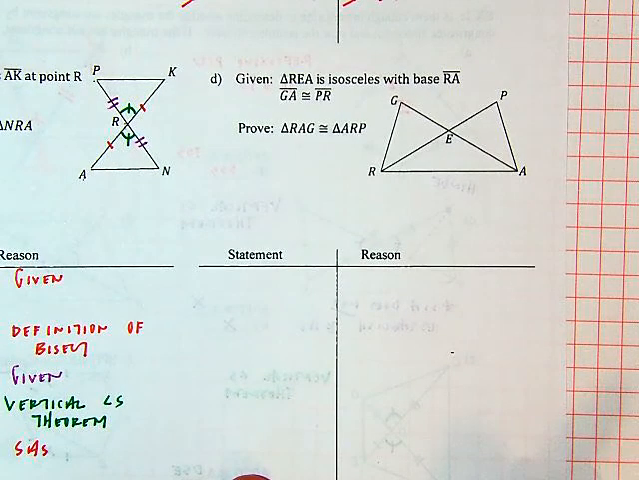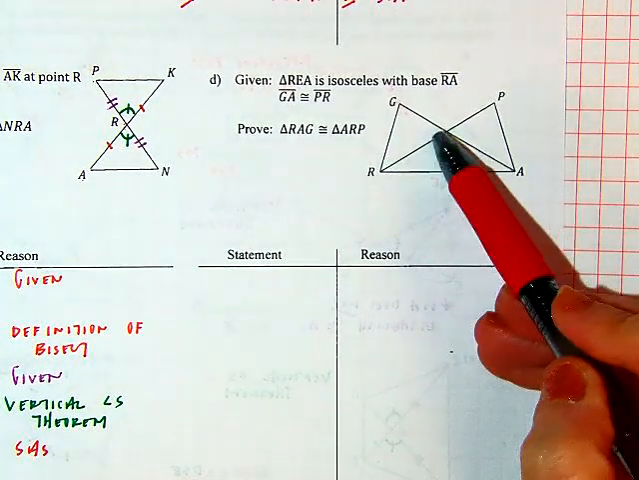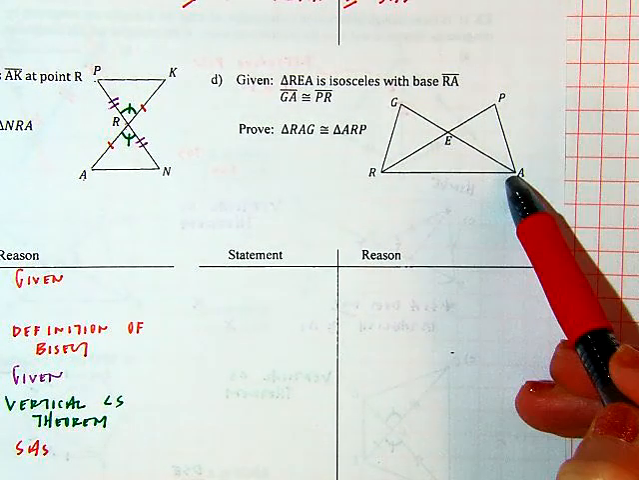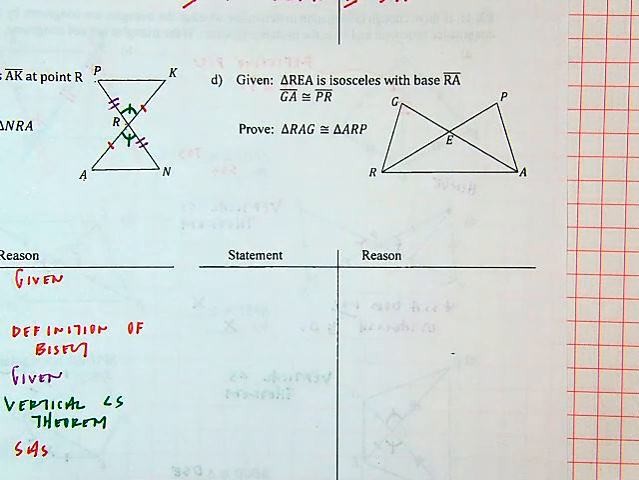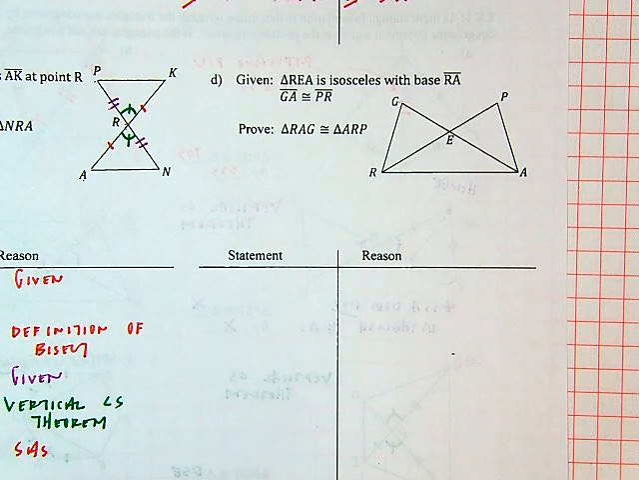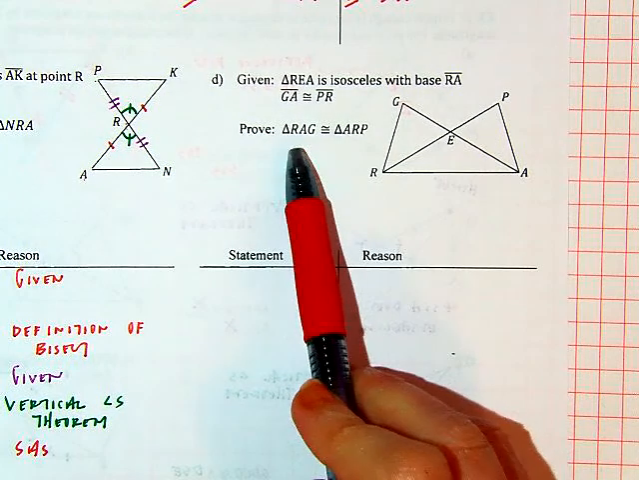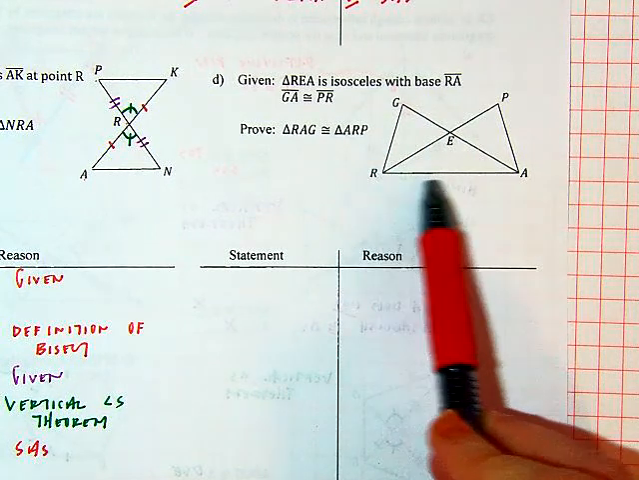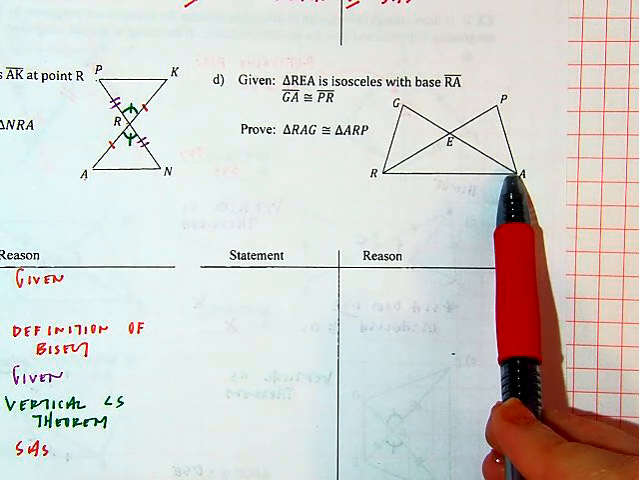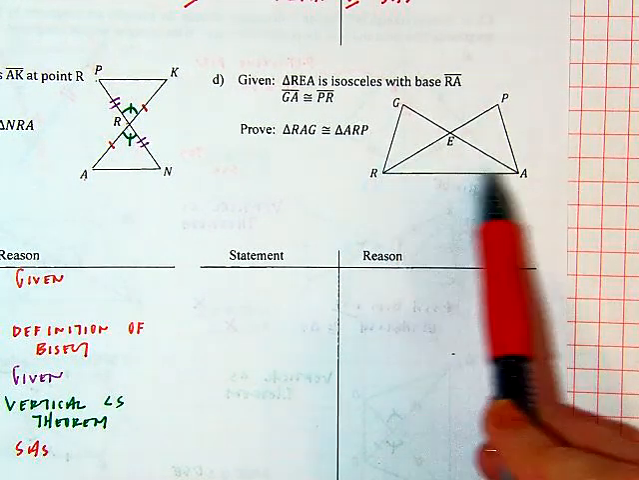So D, we're told that REA, this triangle here, is isosceles with base RA. There are two things that we take from isosceles triangles. We know that that leads us to two congruent sides or two congruent angles. It really depends on what we're going after. So first thing I need to do is really look at which triangles am I trying to link up. So RAG, so that's this big one here. And then ARP, that's this big one right here.